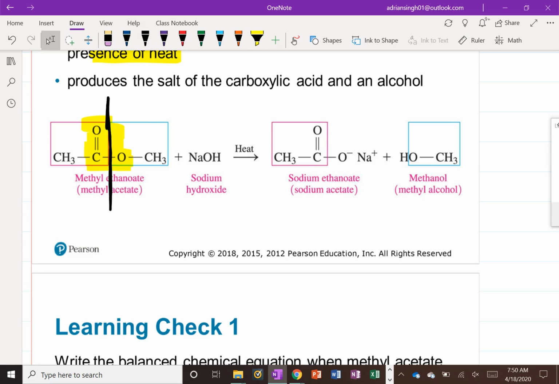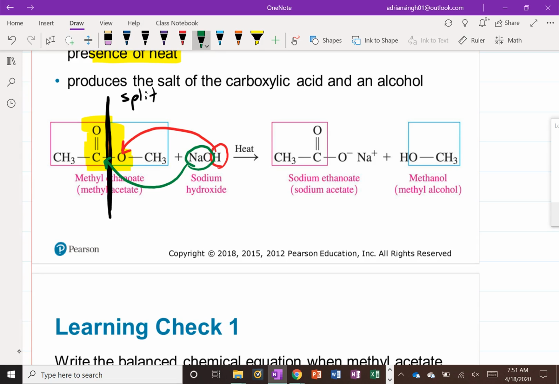All right, just like we did previously, we're going to split it right after the C double bond O, the carbonyl. And what's going to happen next is the H from the base, the sodium hydroxide in this case, gets attached to the alcohol part of the ester, and then the NaO part of the remaining part of the base gets attached to the acid part of the ester.